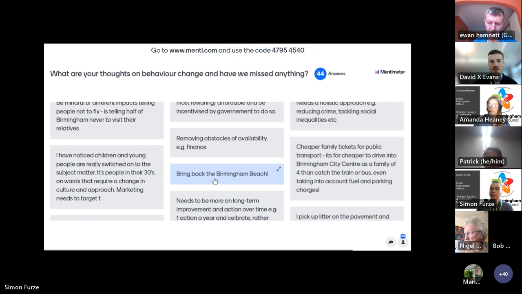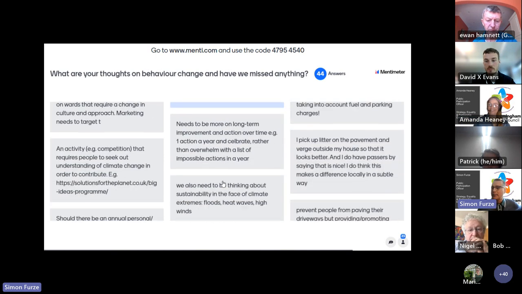And then perhaps you can link those two issues. Bring back the Birmingham Beach. I'm not familiar with that. No, I've heard of it. Maybe it was before my time of moving here from the East Midlands. But I do like the idea of a beach. Oh, hang on, wasn't the beach in Centenary Square or something? If I remember, yes, I can see Amanda nodding. Yes, it was. I do remember it now. Yes. Gosh, yeah. It's incredible.